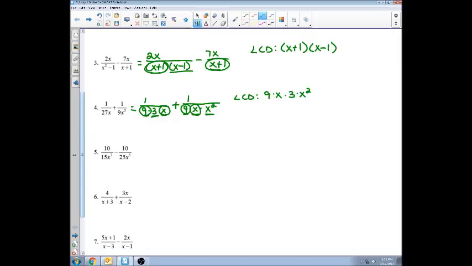Here I'm just going to multiply everything together, so 9 times 3 is 27. X times x squared would be x to the third. Okay? So my LCD is 27x to the third.